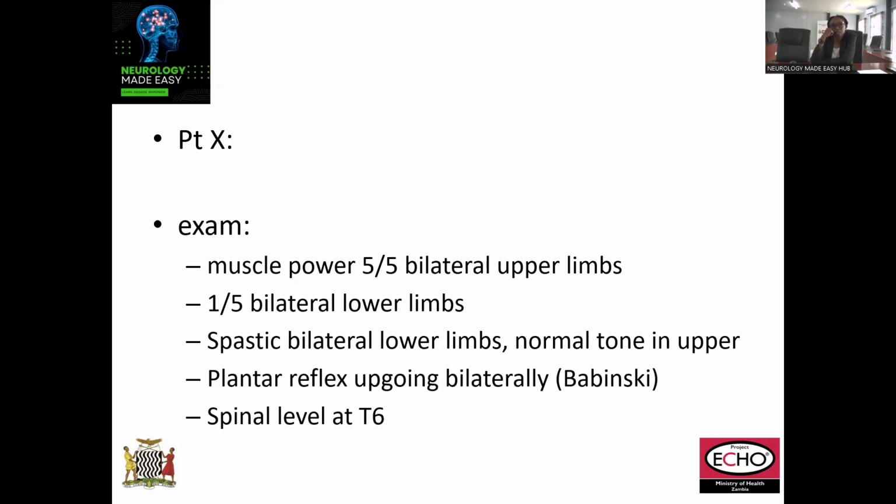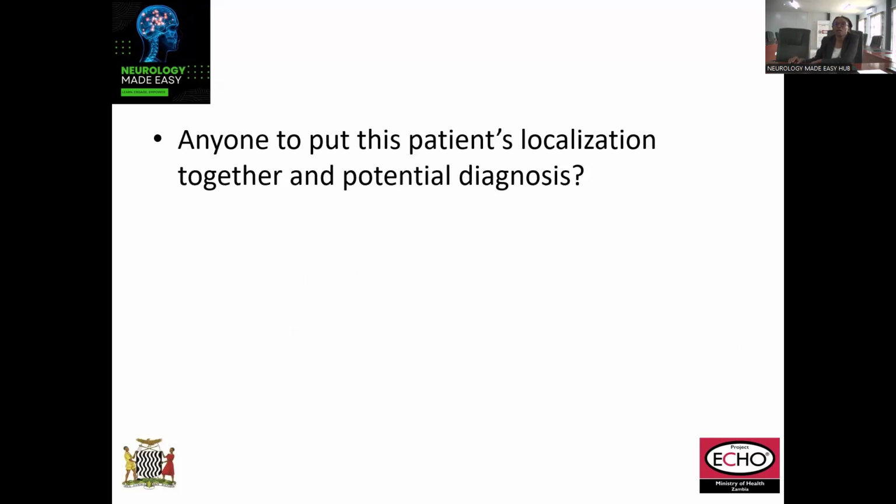So back to our patient, let's say that's the patient with bilateral lower limb weakness that we started out with. You find that in the upper limbs, the muscle power is 5 out of 5. In the lower limbs, you grade it at 1 out of 5. They've got spasticity, they've got upgoing toes, which is your Babinski, and you find a spinal level at T6. At this point, is anybody able to put everything together and say where the problem is? Anyone on the call?